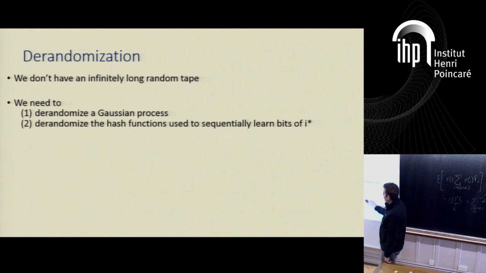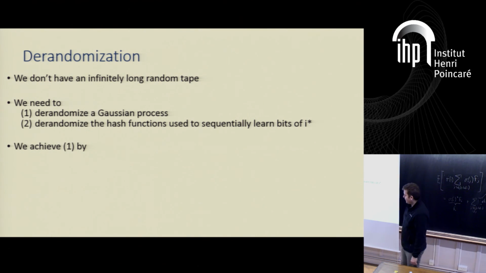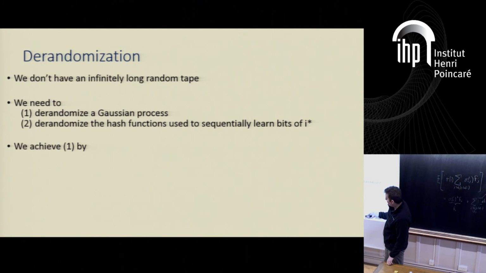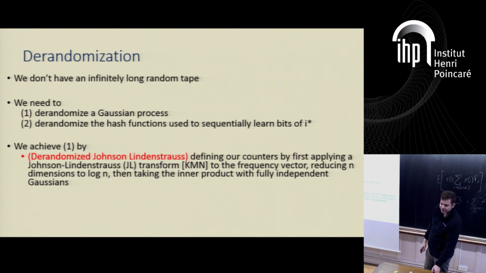Another thing is we have these hash functions that are used to sequentially learn bits about the heavy hitter. Naively, we're learning log n bits, and each time we're choosing a hash function with log n bits. That's log squared n bits. We need to derandomize that. The more interesting thing is derandomizing the Gaussian process. And here we use a derandomized Johnson-Lindenstrauss theorem.